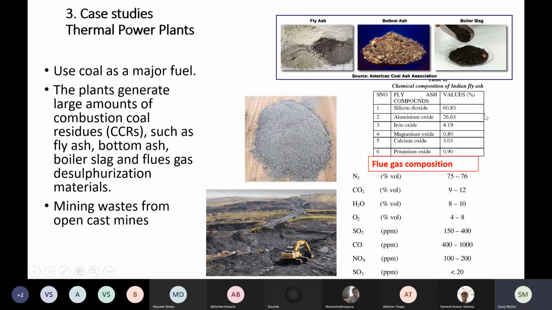Okay, now in addition to that, flue gas composition. So we say flue gases are also liberated. Now what is the composition of a flue gas? First of all, it contains nitrogen, carbon dioxide, water, oxygen. Apart from that, it also contains oxides of sulfur. That is because coal is basically a fossil fuel derived from the earth. So there are oxides of sulfur like sulfur dioxide or sulfur trioxide which are released, at 150 to 400 ppm.